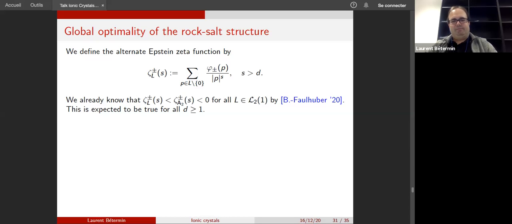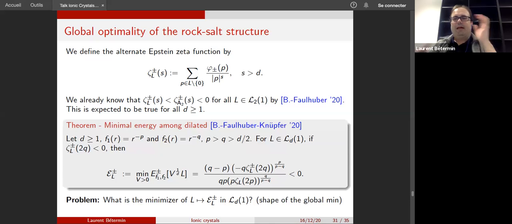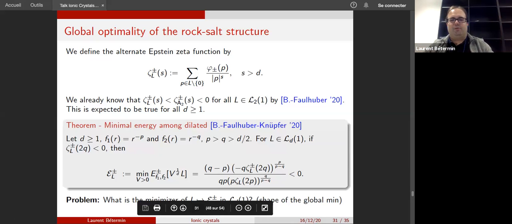So in that case, I can compute the minimal value of the energy among all the dilations of one lattice L of density 1. So I have one lattice L of density 1, and then I play with all the dilations, and that's a one parameter problem. So I know how to minimize it. It's not difficult because it's a decreasing, increasing function. And so there is a value for that, which depends on the alternating Epstein zeta function and on the Epstein zeta function itself. I know how to compute that.